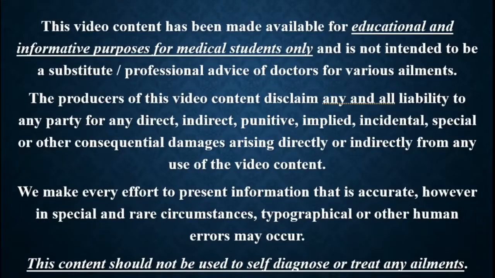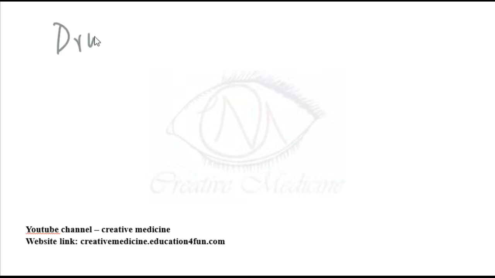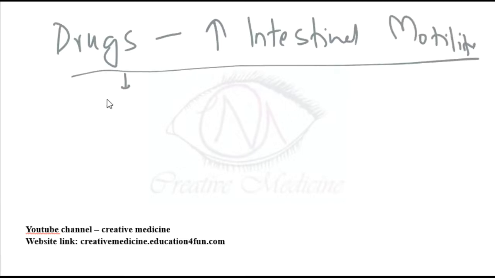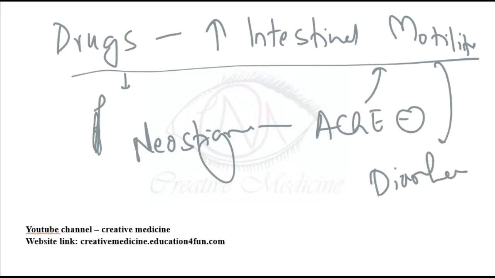In this lecture, we will learn about drugs which increase intestinal motility. Intestinal motility is increased by neostigmine. Neostigmine is an acetylcholinesterase inhibitor which increases intestinal motility and which causes diarrhea.